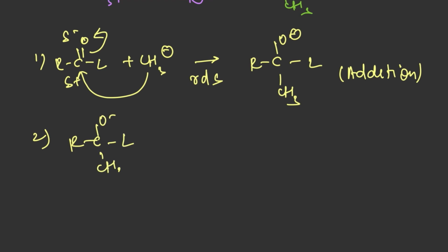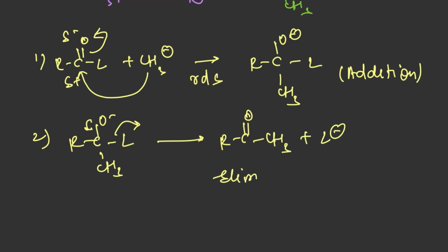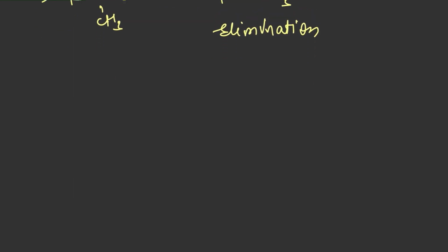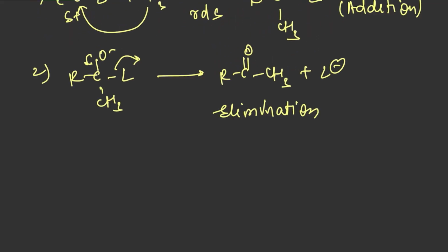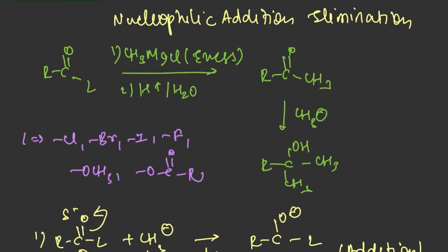What happens? It flips back and the leaving group leaves. So it forms RC double bond O CH3 plus L minus, which is an elimination reaction. Again, which is an elimination reaction. Now let's look at the mechanism further. This is the elimination reaction, and we will see what happens further when this eliminated product forms.